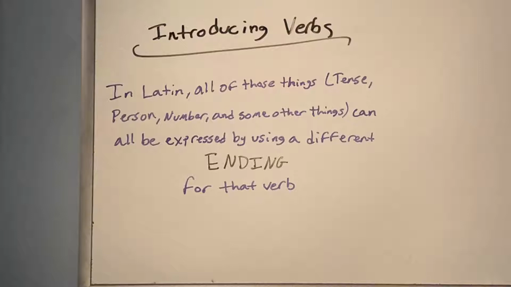All of this culminates in this sentence in Latin. All the things that I just talked about, like tense, person, and number, and a couple of other things that you don't have to worry about for right now, can all be expressed by using a different ending for that verb. If I wanted to change the tense, the person, or the number of the sentence, you'd have to change the ending of the verb to denote that change, and that's how we know that a change has occurred. From the ending of the verb, we know the person, the number, and the tense of the sentence.